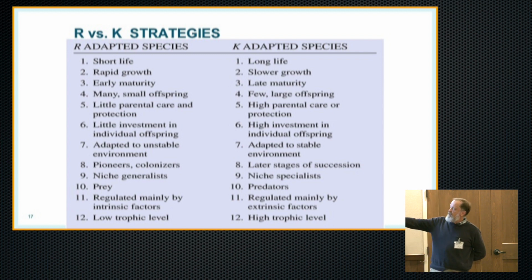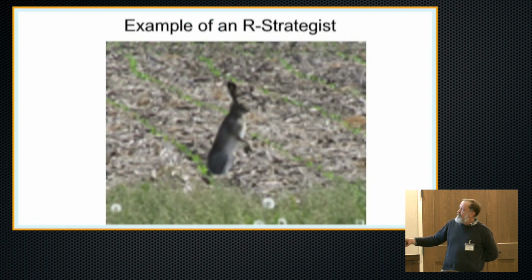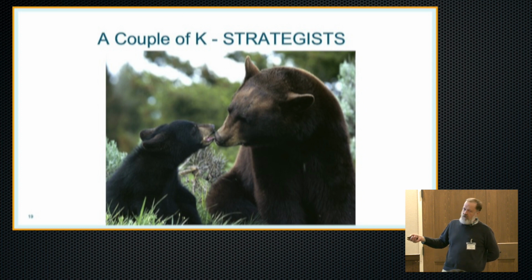So your R species tend to have short life, rapid growth, early maturity, many small offspring, and little parental care or protection, and they're adapted to unstable environments, and they tend to be pioneers, colonizers. Your K's have a longer life, slower growth, later maturity, higher parental care, higher investment, and they tend to be adapted to stable environments. And they tend to be more the predators, and these tend to be more the prey. So a rabbit is an example of an R strategist, and these bears are an example of a K strategist.